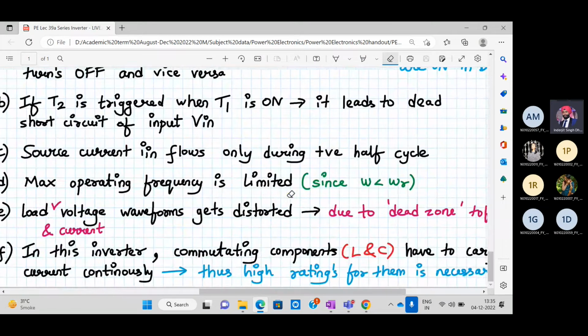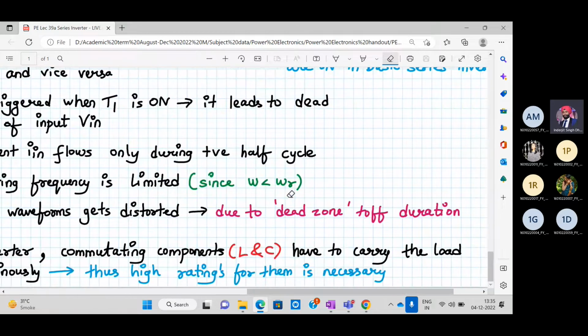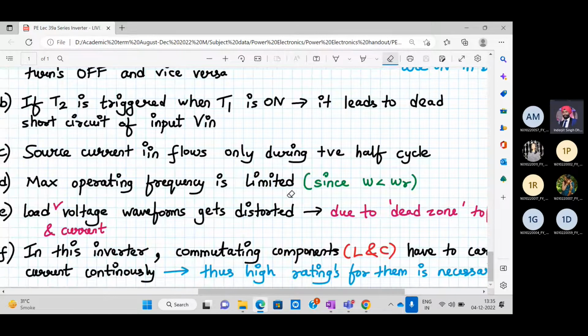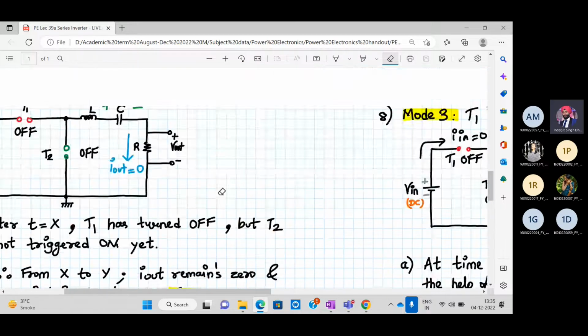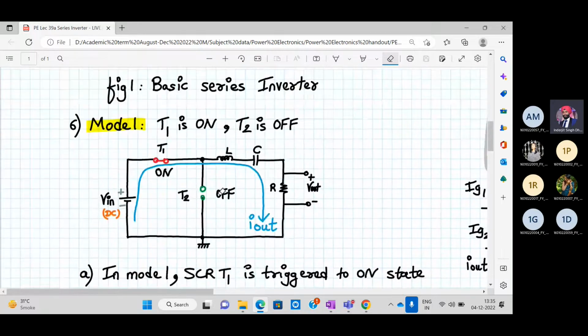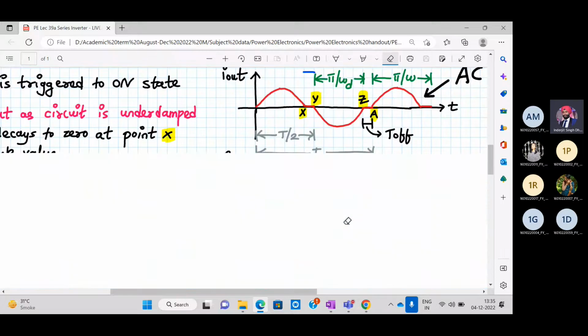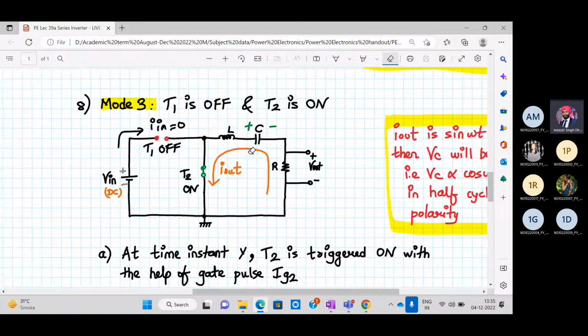And the last one is that the commutating components, that is L and C, have to carry the load current continuously. In both mode number 1 and mode 3, the current is continuously flowing through the commutating elements, that is L and C. Therefore, high ratings are necessary for them. Let me show it to you. This is mode 1. As you can see, in mode 1 the load current flows through L and C. Now let's go to mode 3. You can see in mode 3 again the same load current, maybe in the opposite direction, is flowing through L and C, the commutating components also. So L and C have to be of very high ratings because the current flows through them continuously.